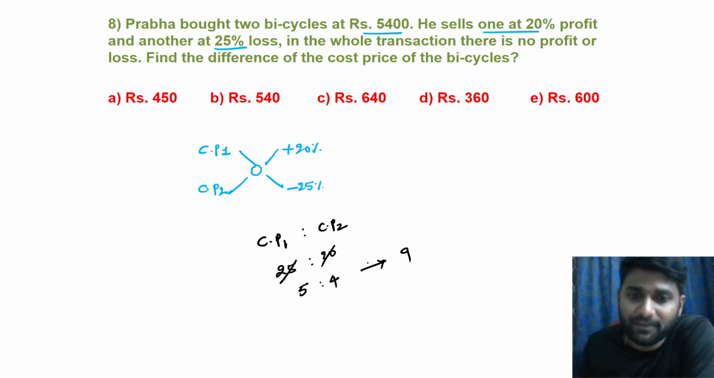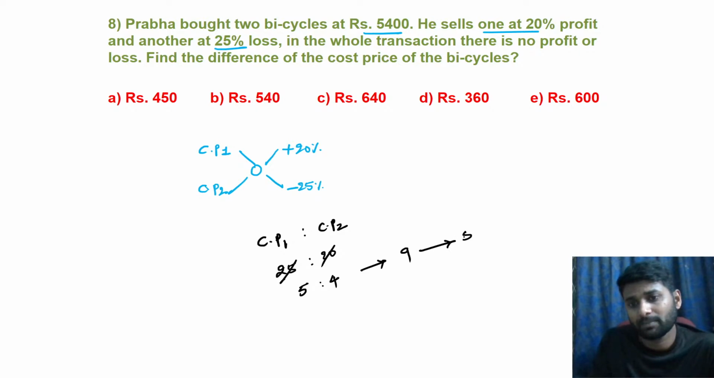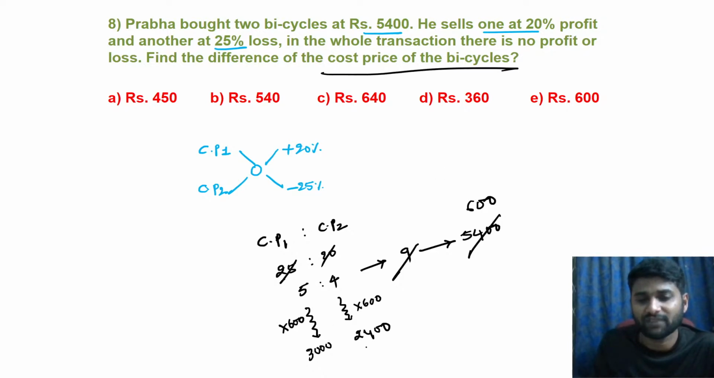It means if the total cost price is 9 units, the first bicycle he purchased for 5 units, the second one he purchased for 4. The total cost price is 5,400, so each unit is equal to 600. The cost price of the first bicycle is exactly equal to 3,000. The cost price of the second bicycle is exactly equal to 2,000. The question is how to find the difference. So the difference of those two is exactly equal to 600. So the answer is 600.